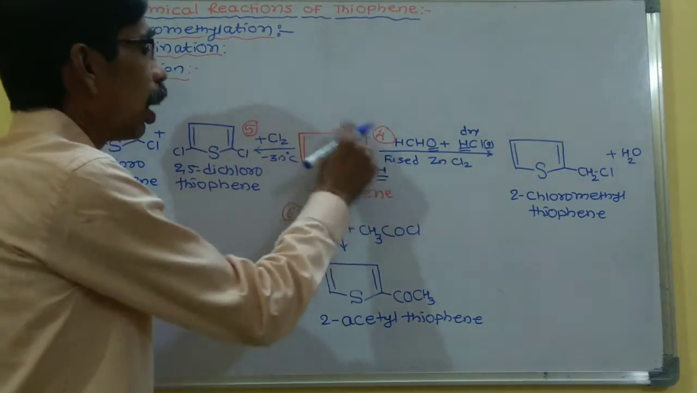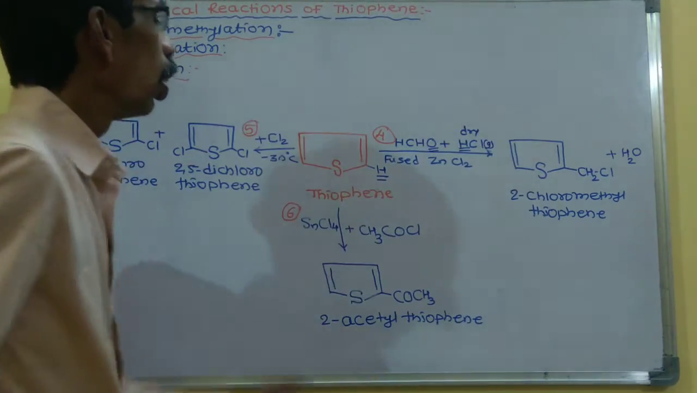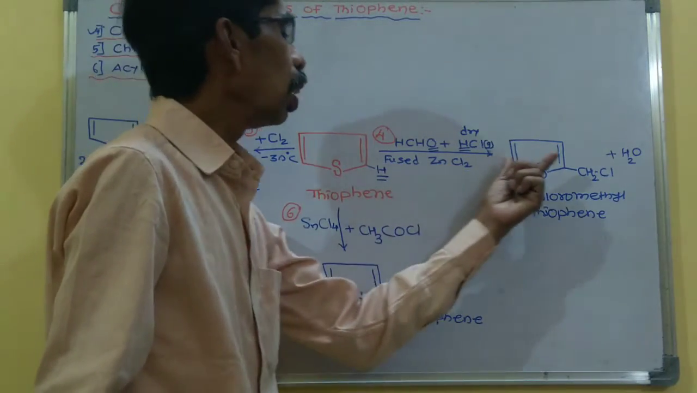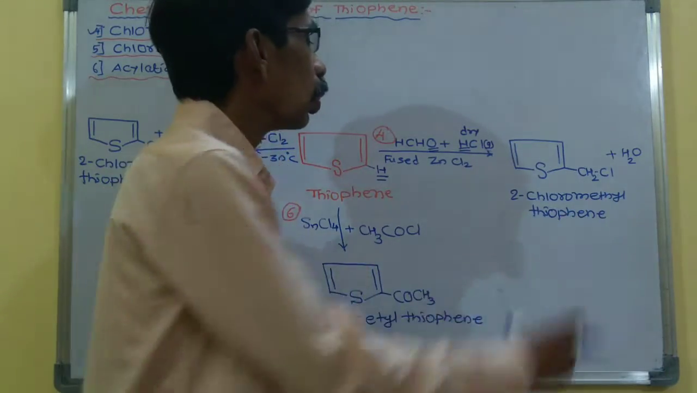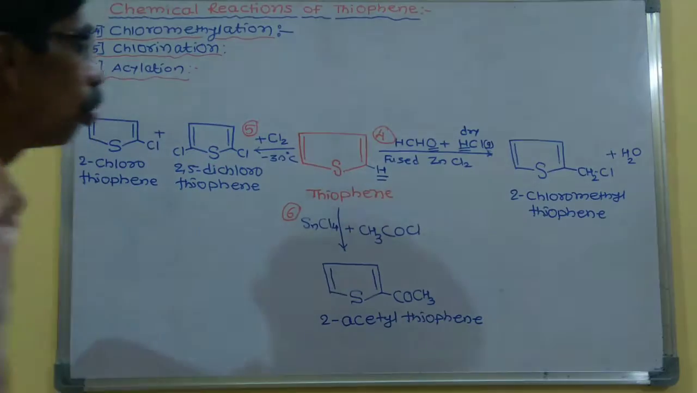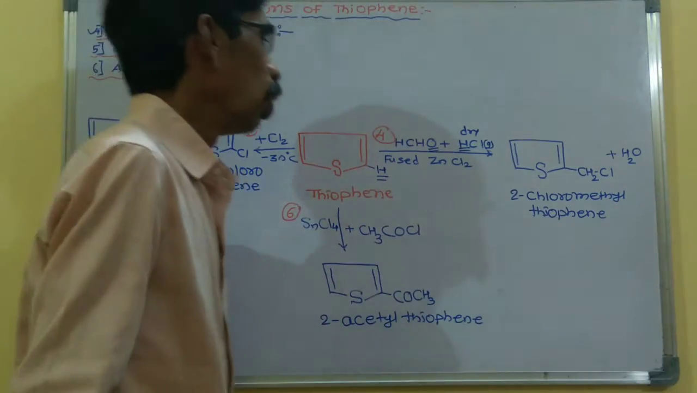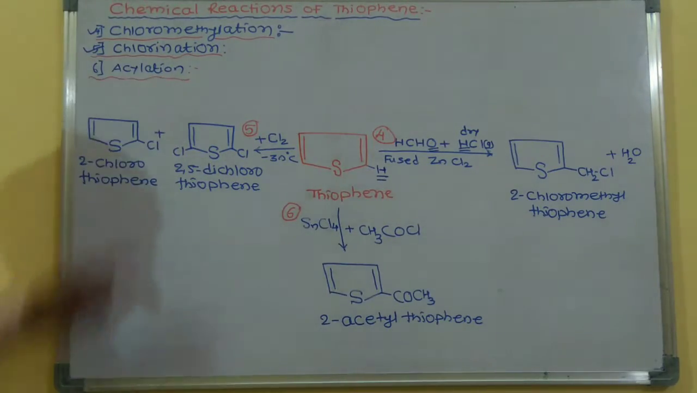So what is the reaction? When thiophene reacts with formaldehyde in the presence of dry HCl gas and fused zinc chloride, it gives 2-chloromethylthiophene. This is the chloromethyl and this is the thiophene. Now the next reaction is chlorination.